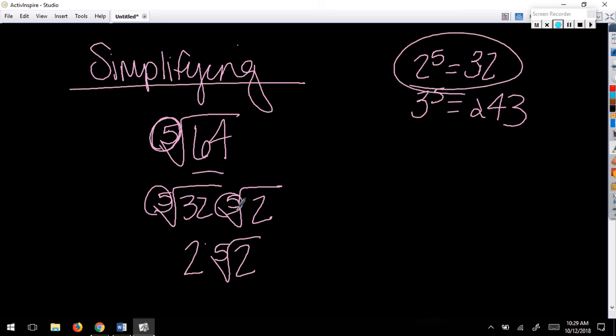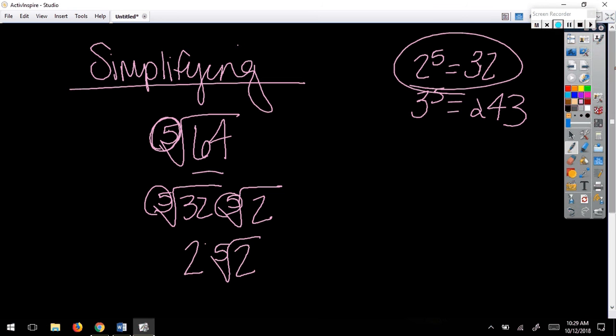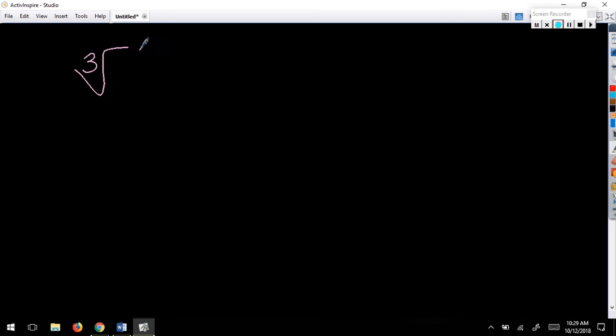Let me give you one to try. Let's simplify the following first. By simplify, I want you to combine, and if you can break it up, simplify this expression.